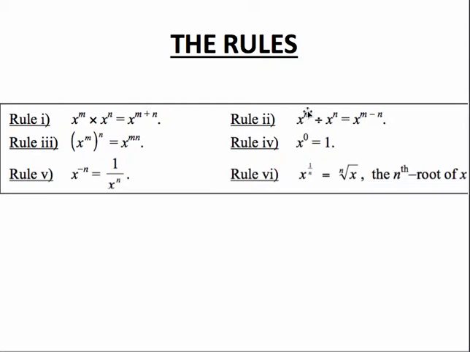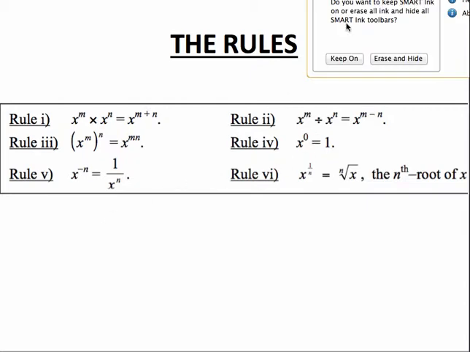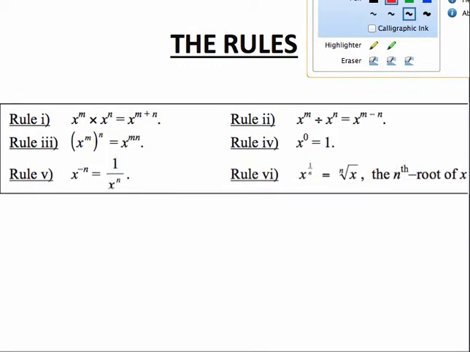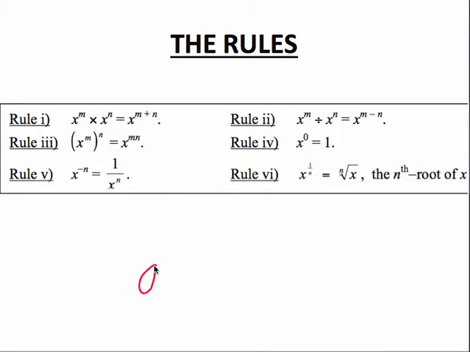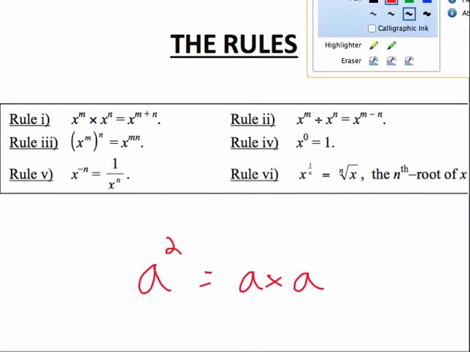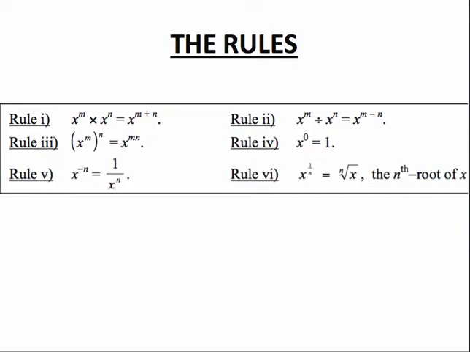Now, indices is all about having numbers to the power of, or letters to the power of. That means, for example, A with a little 2 on the top means A to the power of 2, which is equal to A multiplied by A. And this basic fact helps us when we come to look at some indices questions, and there's just some certain rules that we need to follow.